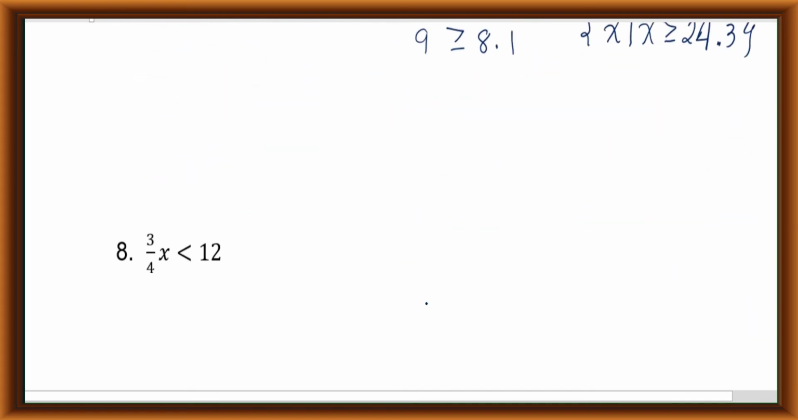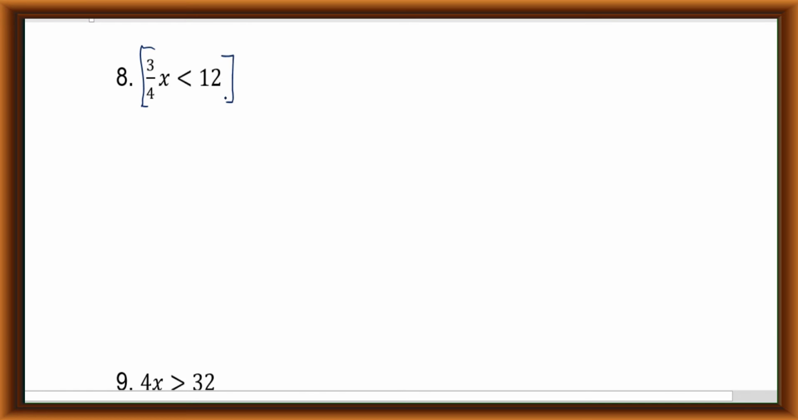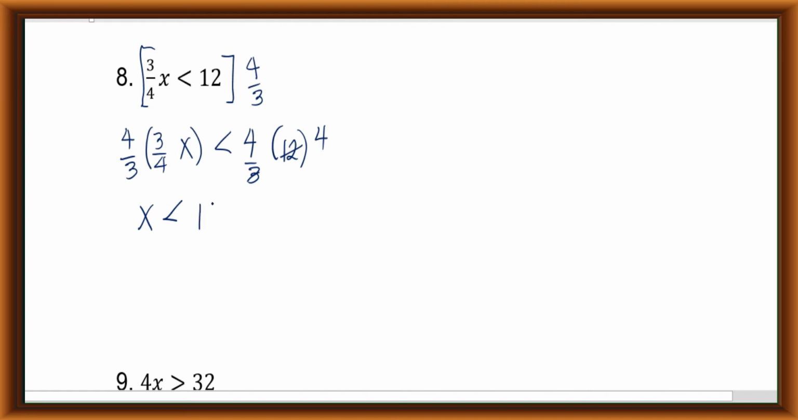Next, let's move on to number 8. Again, we have here number 8 is 3/4 x is less than or equal to 12. So what we're going to do is multiply both sides of the inequality by the reciprocal of 3/4, and that is 4 over 3. So we have 4/3 times 3/4 x is less than 4 over 3 times 12. So I have here x is less than, I can factor here 3. So we have x is less than 16.